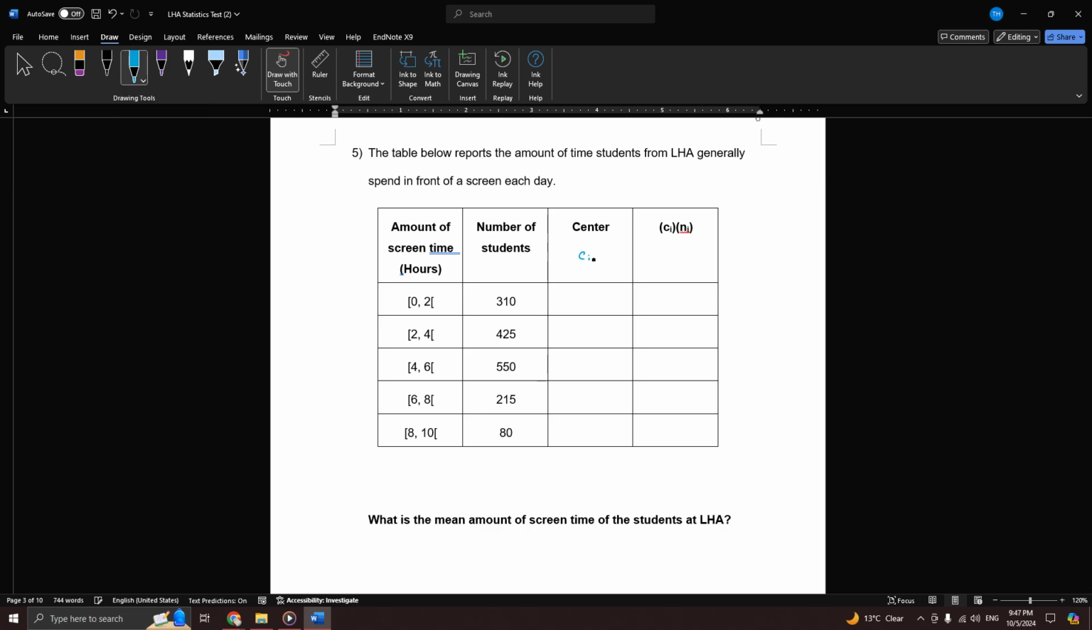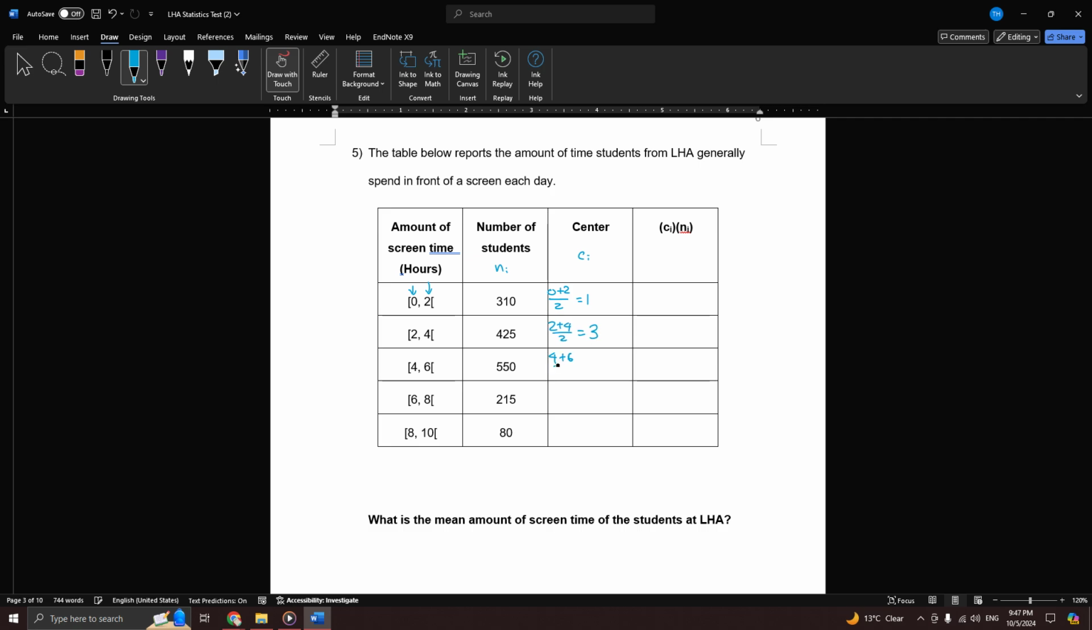This is what we're going to call our CI. Number of students is what I'll call our NI. To find my CI, I'm going to take these two numbers here in my interval, in my class, add them up, 0 plus 2, and divide that by 2. That's going to give me 1. Here I have 2 plus 4 over 2. That's going to give me 3.